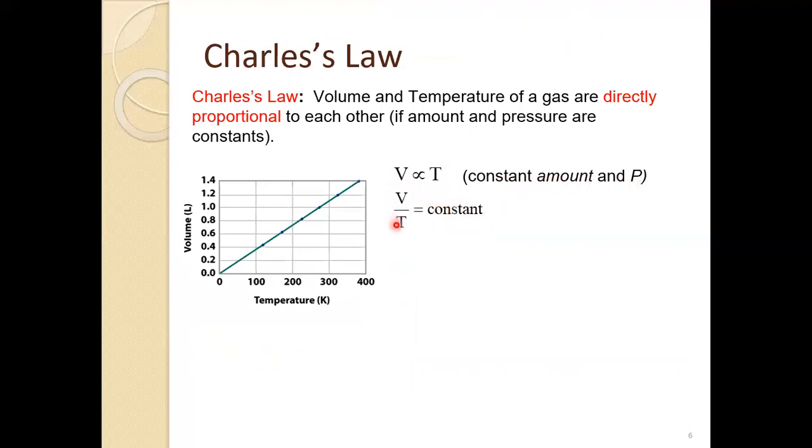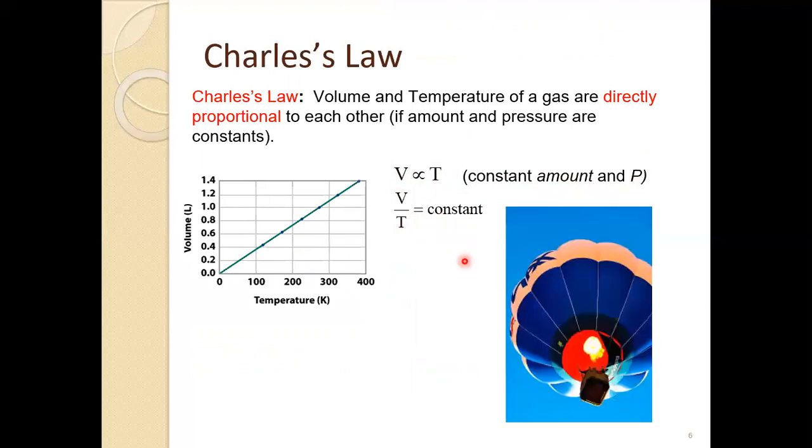We can also relate it this way, that if they're directly proportional to one another, if volume increases, if my numerator increases, the temperature, the denominator also has to increase. So their ratio is going to equal some constant. And that constant depends upon how much gas we have and the pressure of that gas.